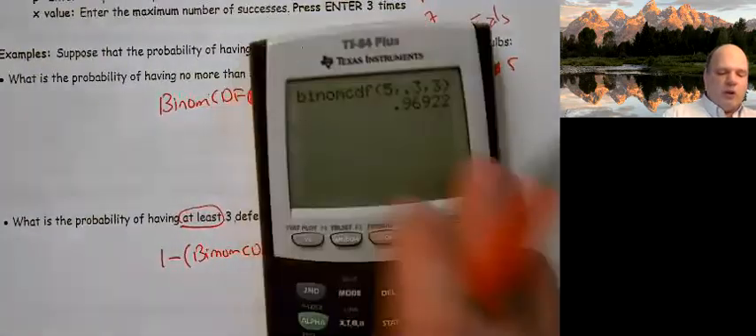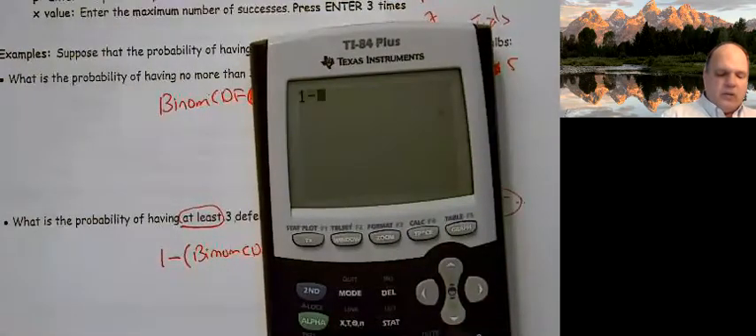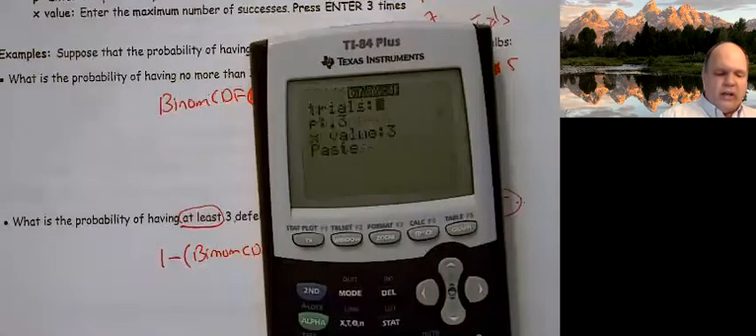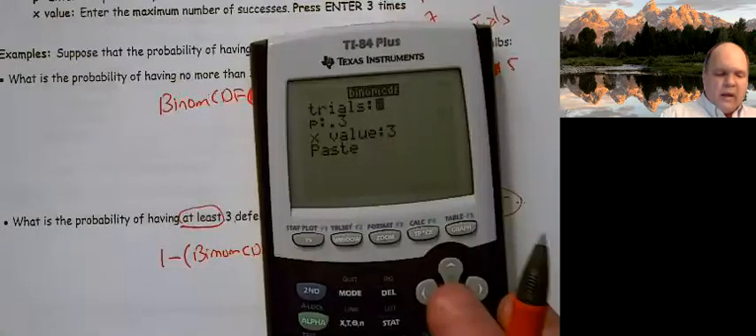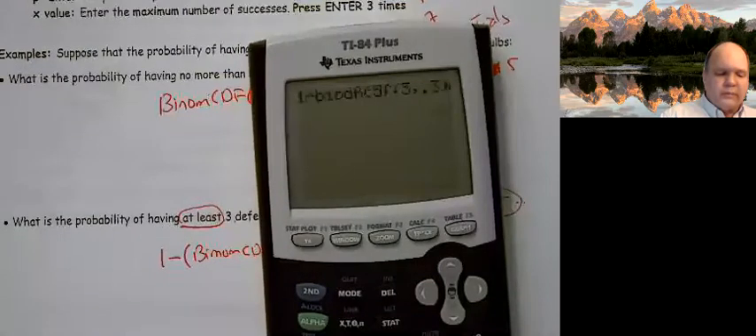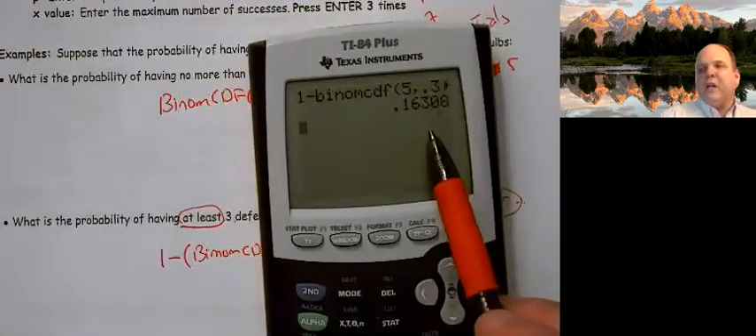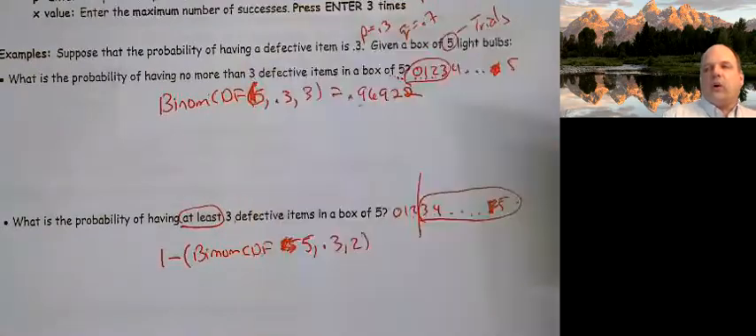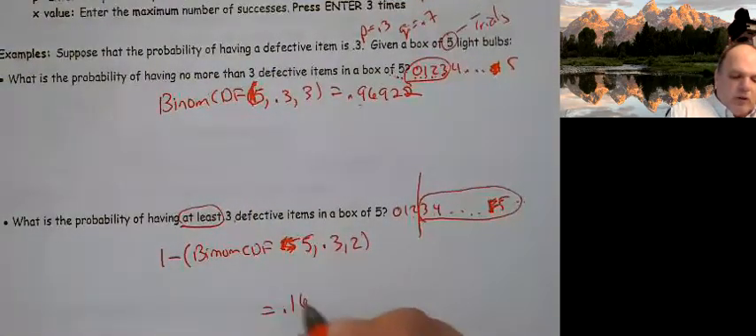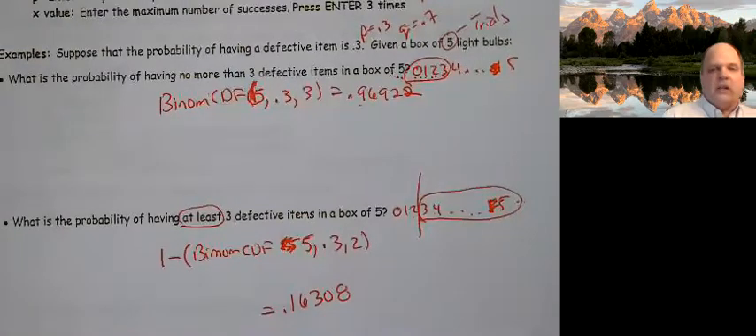So here's what I'm going to do. 1 minus second vars, binomial CDF. Trials is 5, probability is 0.3. My X value we said was 2. And I end up getting 0.16308. So this equals 0.16308.